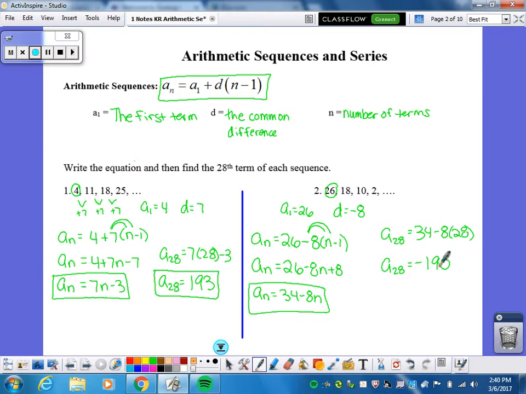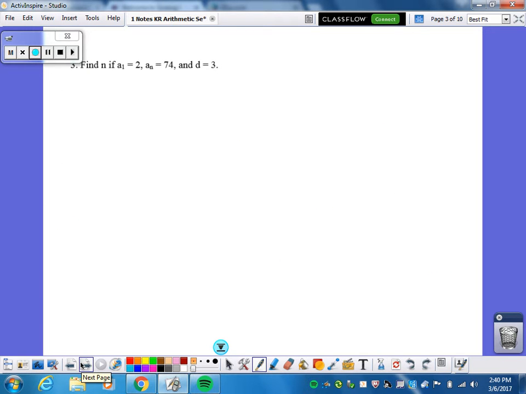Now let's move on to the next problem. So, find n if A1 is equal to 2, A sub n is equal to 74, and D is equal to 3. We know we have our original formula, A sub n is equal to A1 plus D times n minus 1. It's telling us here that our A sub n is equal to 74, our A1 is equal to 2, our D is equal to 3, and we are looking for n.